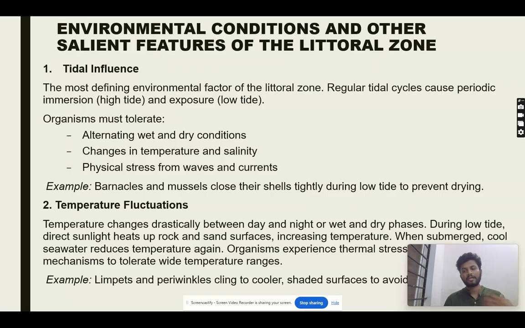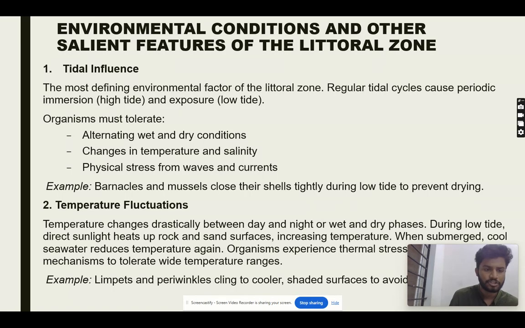So the organisms surviving in the littoral zone have to face these sudden changes in tides. These organisms must tolerate alternating wet and dry conditions. In the case of high tides, wet conditions will be there. In the case of low tides, dry conditions will be there, along with changes in temperature and salinity, and physical stress from waves and currents. For example, barnacles and mussels close their shells tightly during low tide to prevent drying. So these shelled organisms, which are particular to the littoral zone, close their shells as a protective measure during low tide.